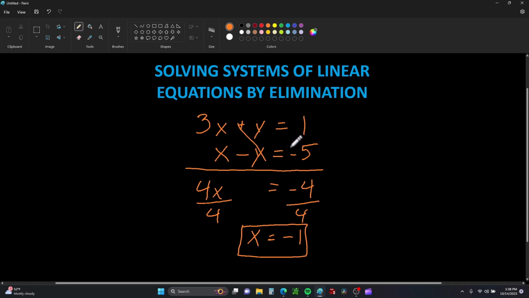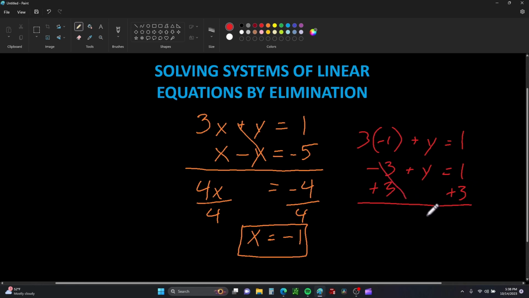Take one of the two. I'll take the first one up here. So if I have 3 times x, and x is minus 1, plus y equals 1, I have minus 3 plus y equals 1. If I add 3 to both sides, I get y equals 4. So this system of equations is going to touch in one point. The x is minus 1 and the y is 4.